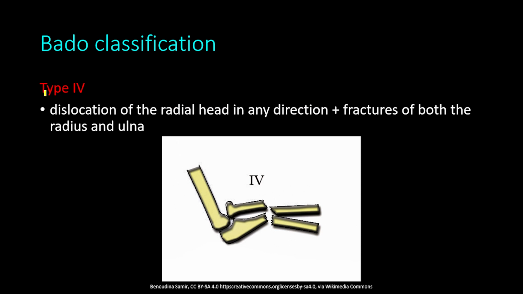Now regarding the Bado type 4. In Bado type 4, we have a dislocation of the radial head in any direction with a fracture of both the radius and ulna. And here we have a simplified drawing showing that. So we have a fracture of both the radius and ulna, and we have a dislocation of the radial head, and this is a Bado type 4.